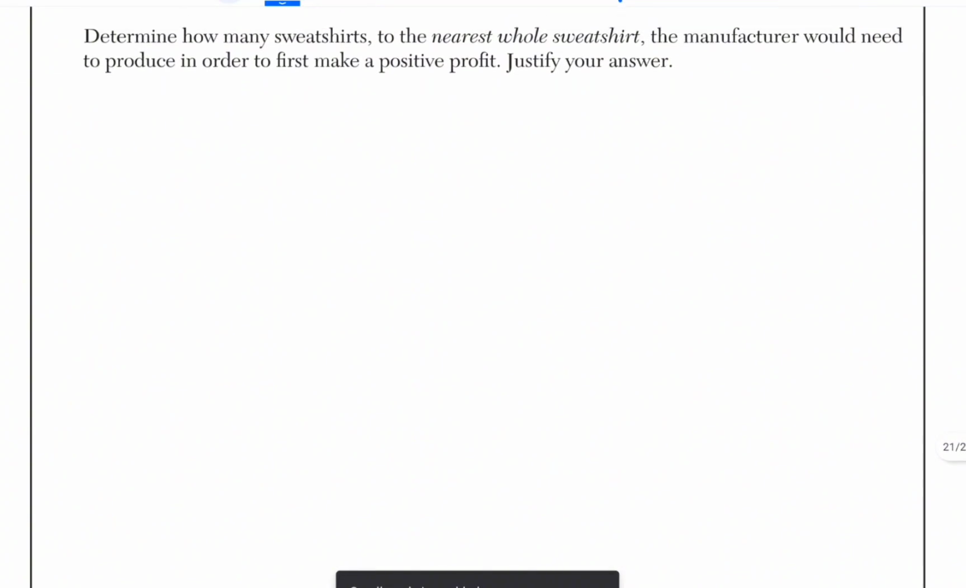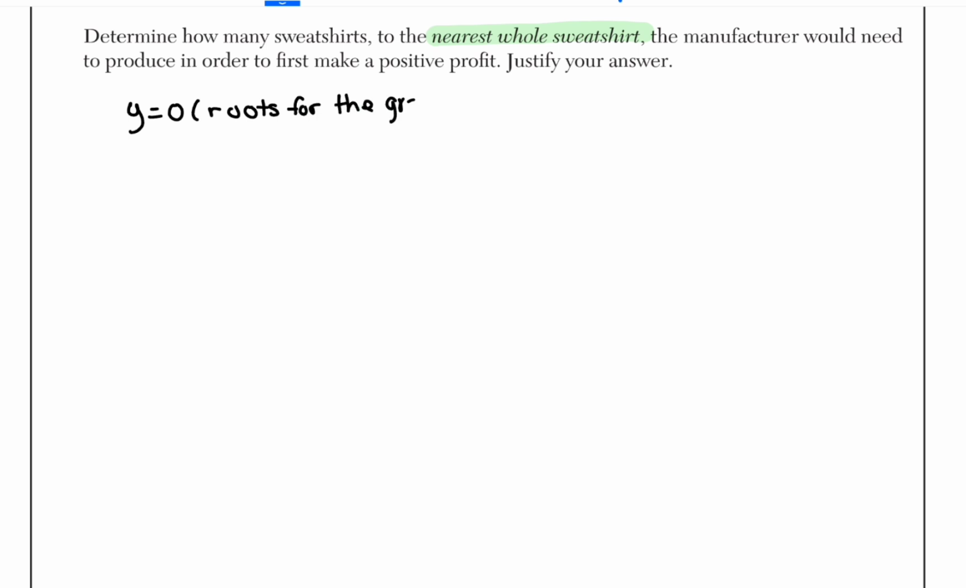Last part says, determine how many sweatshirts, to the nearest whole sweatshirt, a manufacturer would need to produce in order to first make a positive profit. Justify your answer. So, for this question, we're going to go back into our calculators and we're going to look at where y equals 0. In other words, we're going to look at our roots for the graph. And to find our roots even more accurately, we can trace them. So click second trace, and you'll click roots or zeros.